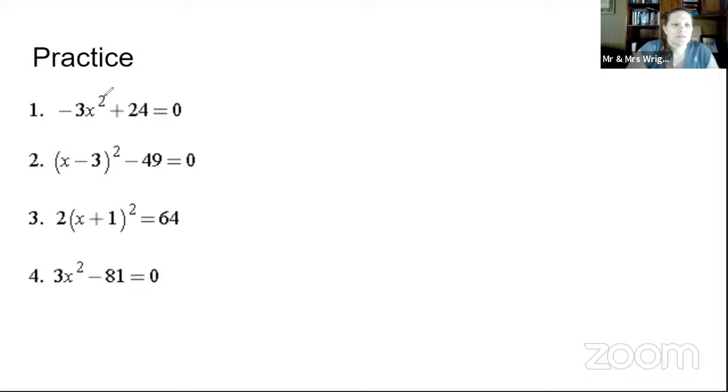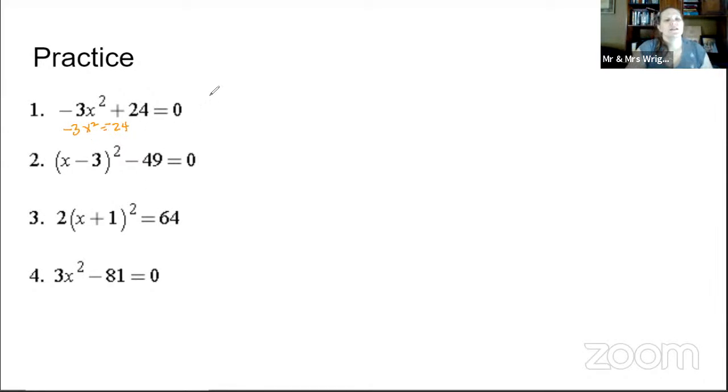Welcome back. All right, so we want to get x squared by itself. So we're going to subtract 24 from both sides. So I'm going to be left with 3x squared equals negative 24. Then I need to divide by negative 3 on both sides. And I'm going to be left with x squared equals 8. A negative divided by a negative is going to result in a positive because there's an even number of negatives. For multiplication or division, we have a positive answer. And 24 divided by 3 is 8.